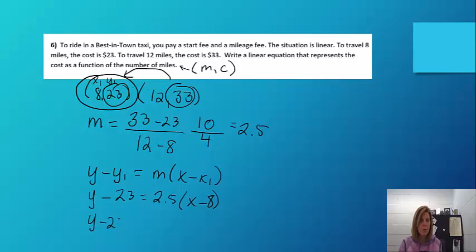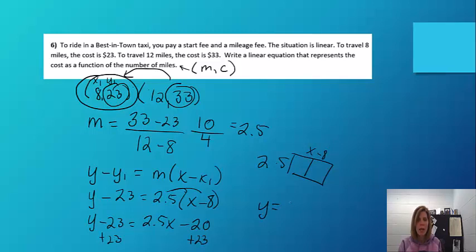I'll have y minus 23 equals, I need to distribute, or once again, we could definitely draw the area model. Your pick. 2.5 times x is 2.5x, and then 2.5 times 8 is 20, and that will be a minus 20. And then to finish the problem, we would need to get y by itself. So I will add 23 to both sides. And my final answer will be y equals 2.5x plus 3.